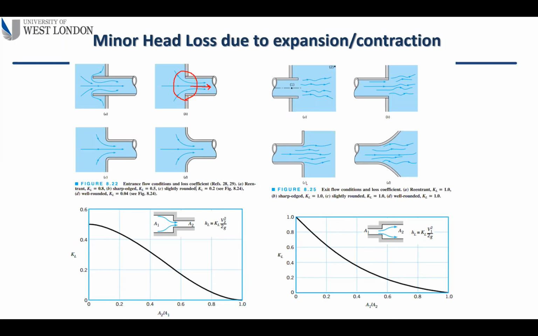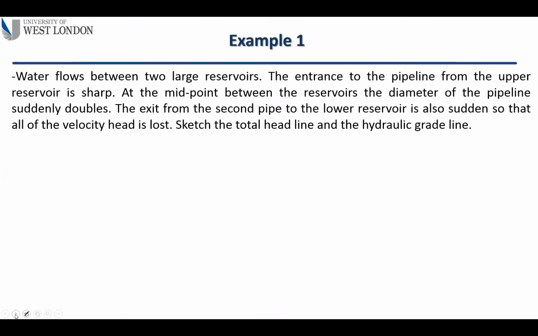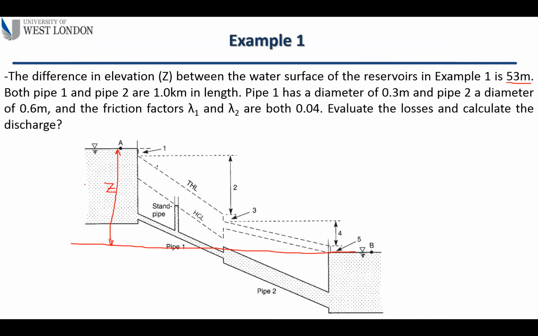For the exit point, remember, regardless of the type of exit, whether round or sharp edge, the KL coefficient is 1, so it's 1 times V squared over 2g. That's the reason the exit is 1 times V squared over 2g. But for the entrance, if it's a sharp edge, it's half times. So we assume it is half times, and that's the reason we have it in this form as half times.